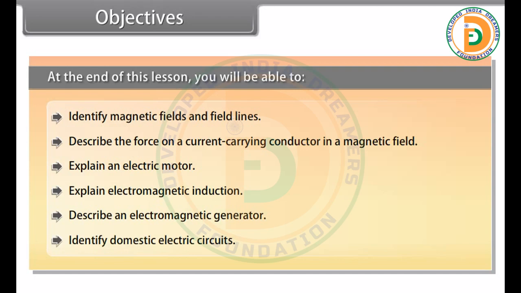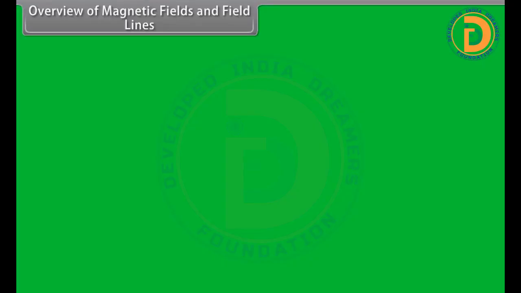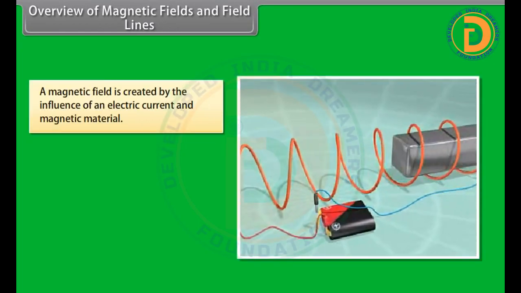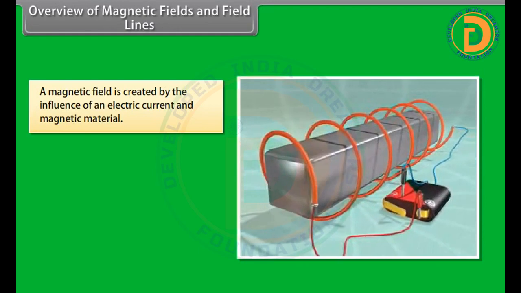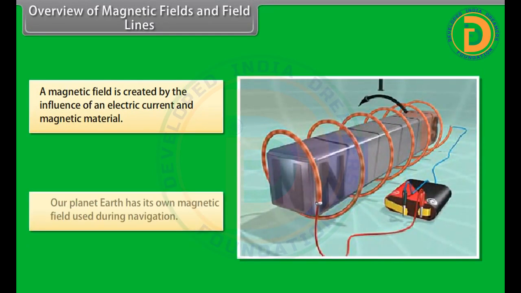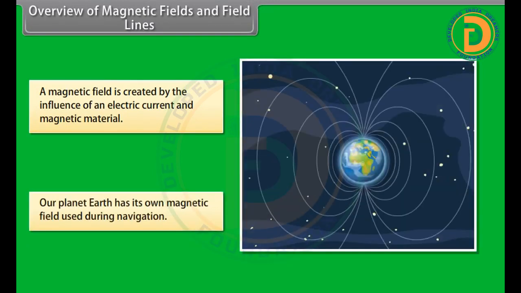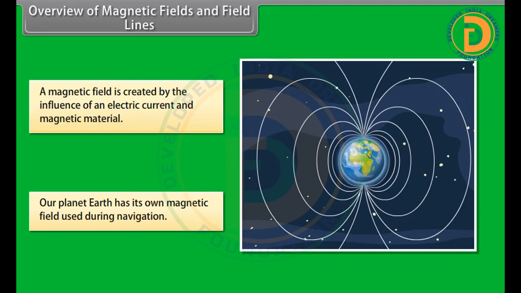electric circuits. Overview of magnetic fields and field lines. A magnetic field is created by the magnetic influence of an electric current and magnetic material. Our planet Earth produces its own magnetic field, which is an important factor during navigation. Magnetic fields are also used in electric devices such as transformers.